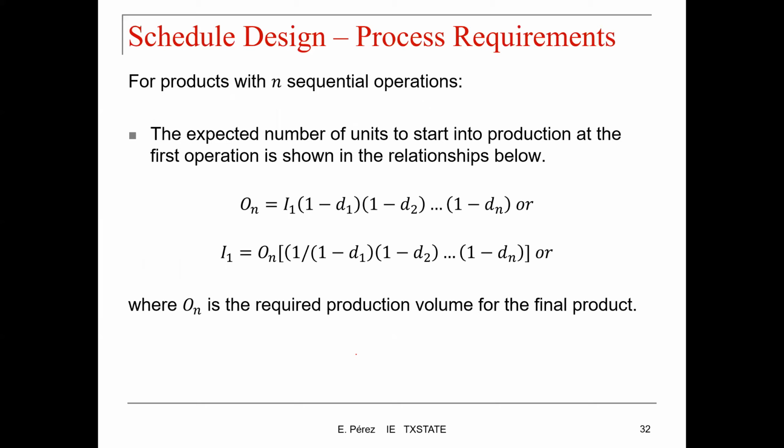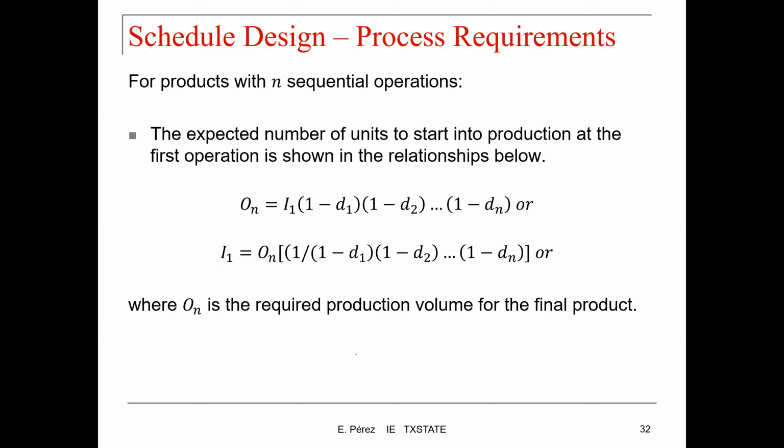So if we know what the desired output is, this is how many we need to produce, or how many parts we need to move forward in the production or to send to our customers. If we know that in our process we expect some defective items, then we have to take those into account. So we can compute how many units we need to start with in order to get that output.